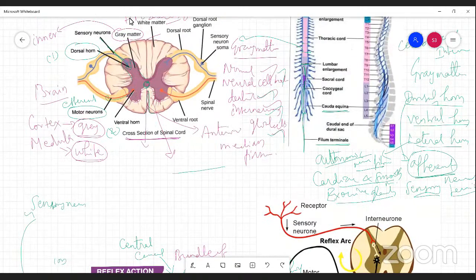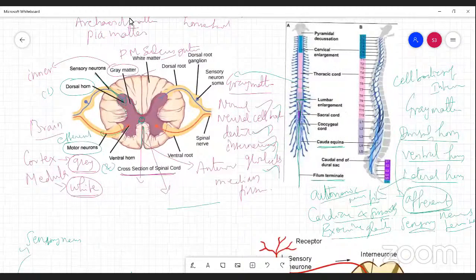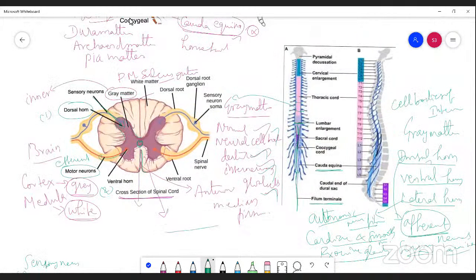In the diagram, we can see two enlargements in the vertebral column. The first one we can see in the neck region, the second in the lumbar region. The enlargement in the neck region is known as the cervical enlargement. In the lumbar region, the enlargement is called the lumbosacral enlargement.